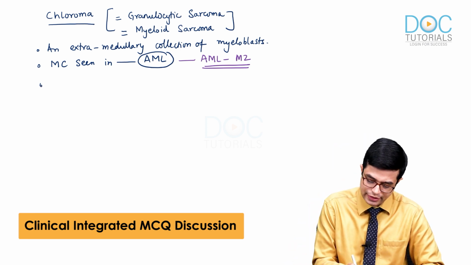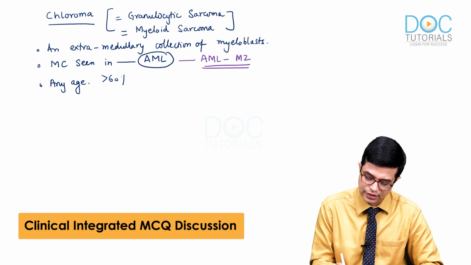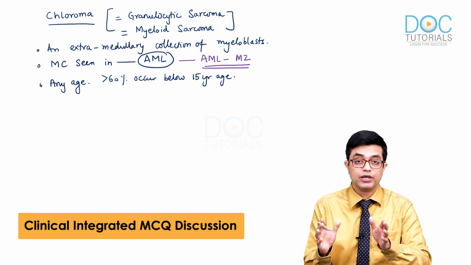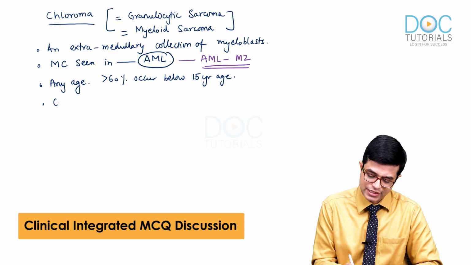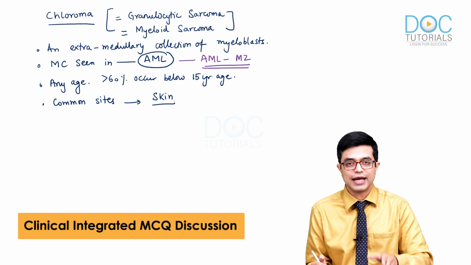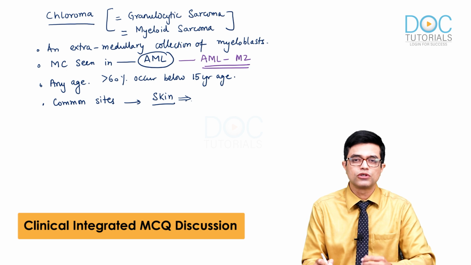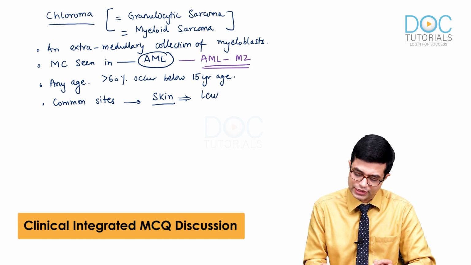Chloromas can occur at any age. However, Lanzkowsky, the standard book for this, says more than 60% occur below 15 years of age. So it is mainly a pediatric condition, but overall it is less common. What are the common sites where chloromas can be seen? The common sites include skin. In skin, you will find violaceous plaques or nodules as was shown in the picture. Although they are not the same, the word synonymously used with chloroma of the skin is leukemia cutis.